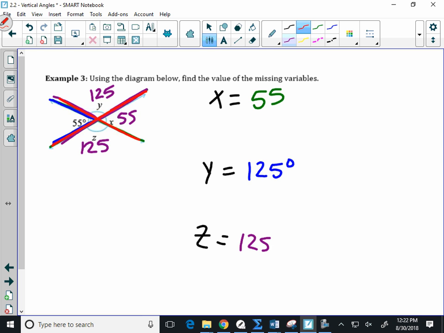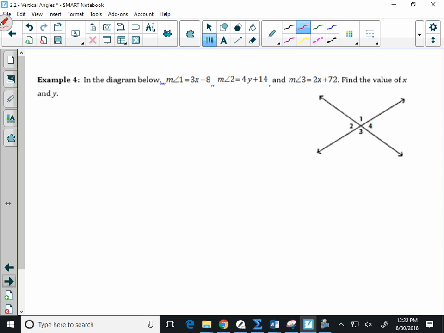Okay. So we move on to this next one. We can apply this same kind of concept, incorporating vertical angles and linear pair angles to solve for x. In the diagram below, the measure of angle 1 equals 3x minus 8. The measure of angle 3 is equal to 2x plus 72.